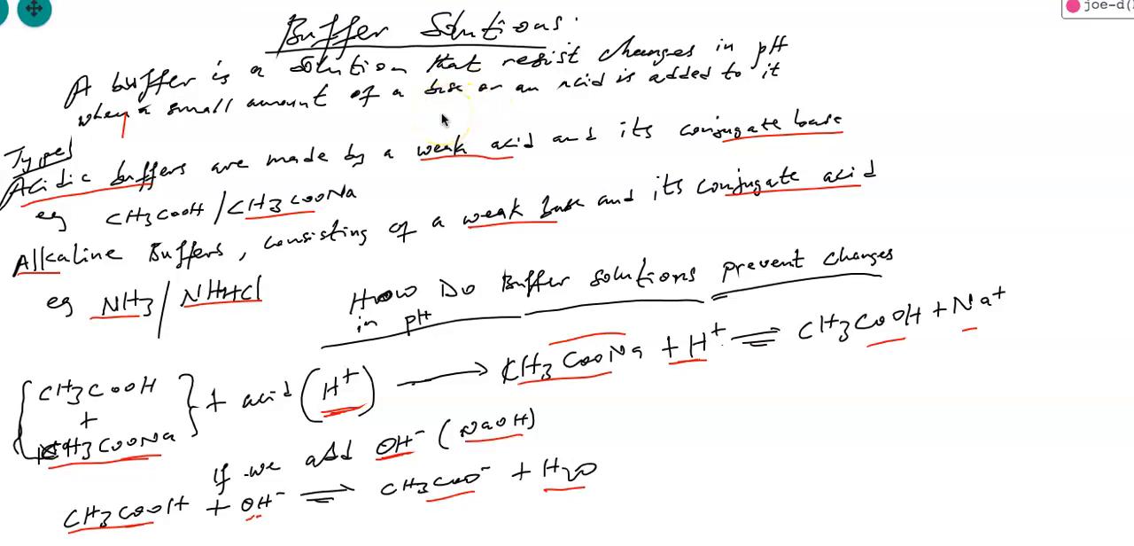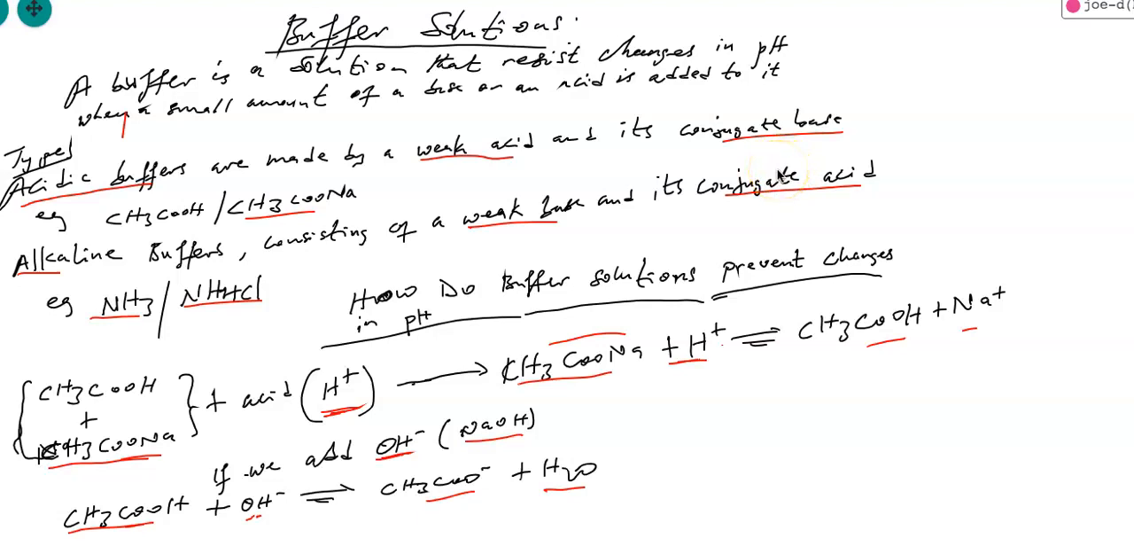Okay, so if at any point we want to keep a constant pH, we then have to create buffer solutions, and we do that by adding either a weak acid to its conjugate base or a weak base to its conjugate acid. So those are the two types of buffer solution that we've got.